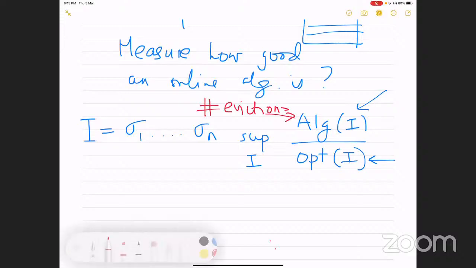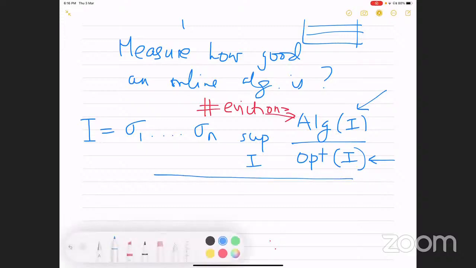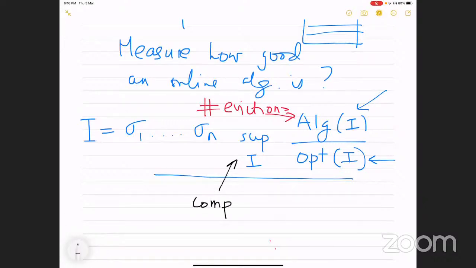Right. Okay, good. So this parameter is called the competitive ratio. This is called the competitive ratio of the algorithm. In your case, do you know what is opt of I?